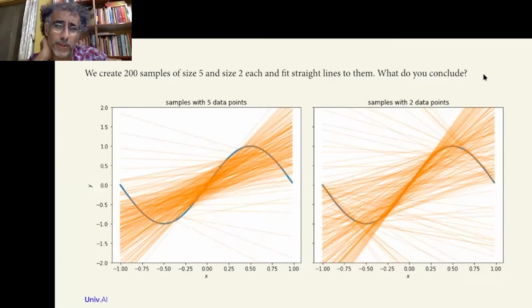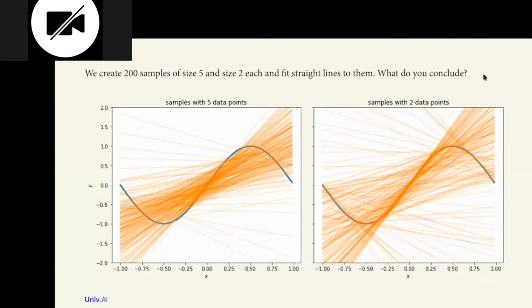I've taken 200 samples of only 2 points. Now, if I have 2 points, it's trivial to fit a line, right? You just join the 2 points. But what are the odds of getting 2 points on just the bottom left of the sine curve? It cannot explain the pattern of the data, probably the curve. It won't be able to explain that if you just have 2 data points.